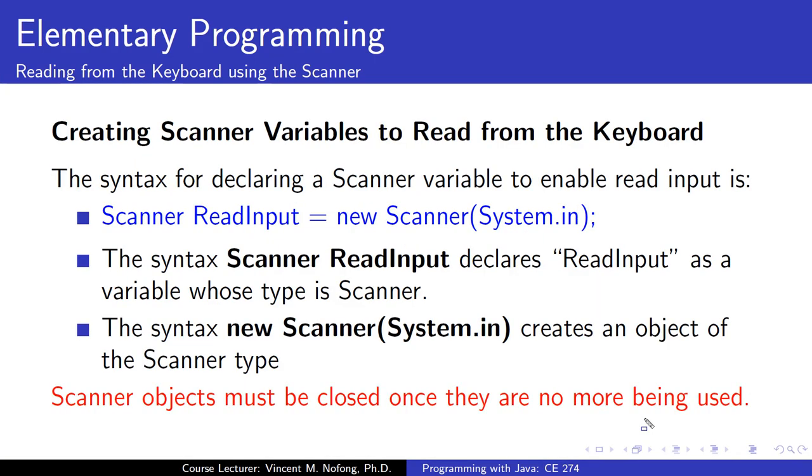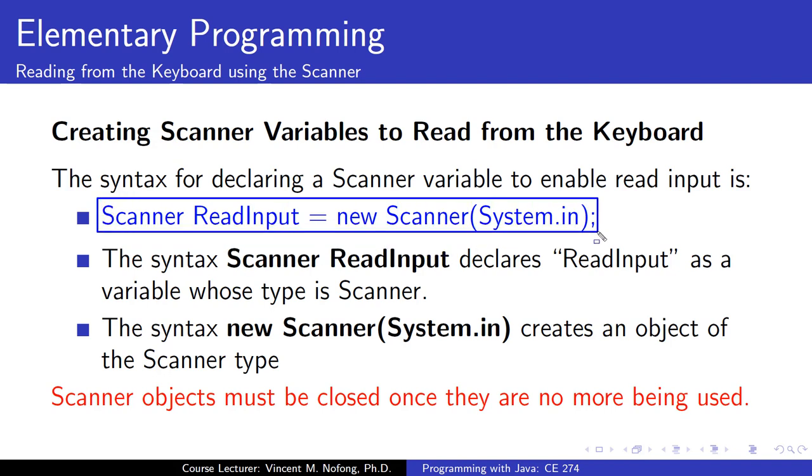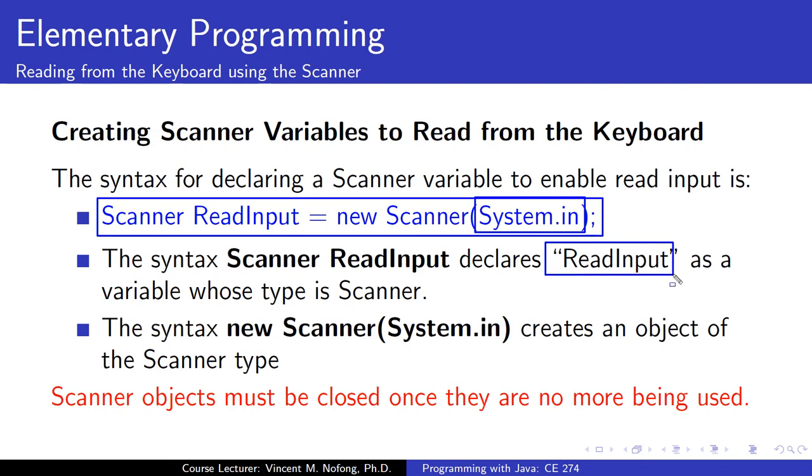To use a scanner in reading user inputs, a variable of the type scanner has to be created, and this variable will be referencing a standard input device using the syntax Scanner readInput = new Scanner(System.in), and we are referencing the standard input device with the system.in. So basically, this syntax is to create a variable of the type scanner to enable us to read the inputs that the user will type from the keyboard. And this variable readInput will be an object of the scanner class.